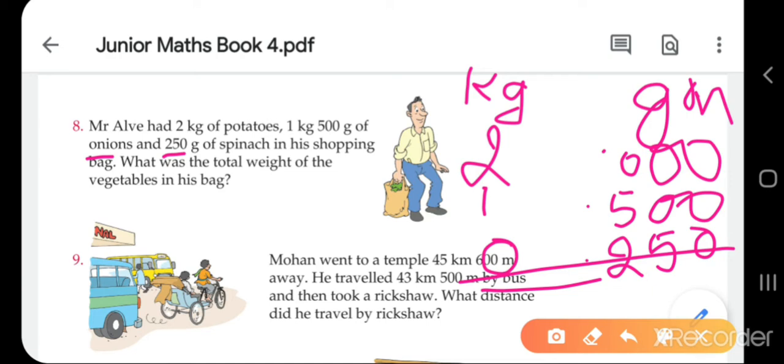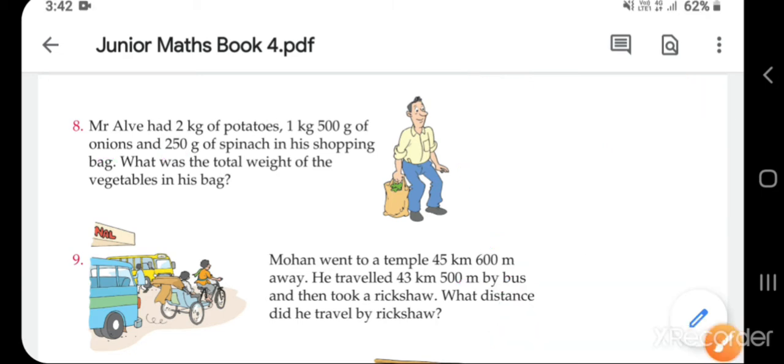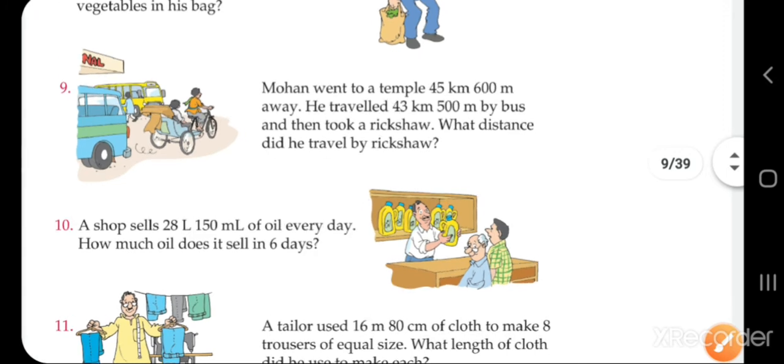And now you will add. When you add, what do you get? 0, and after that 5, and 5 plus 2 will be 7, and again 2 plus 1 will be 3. So the total weight of the bag that he has purchased is 3 kg 750 gram. Okay, so again, next question.